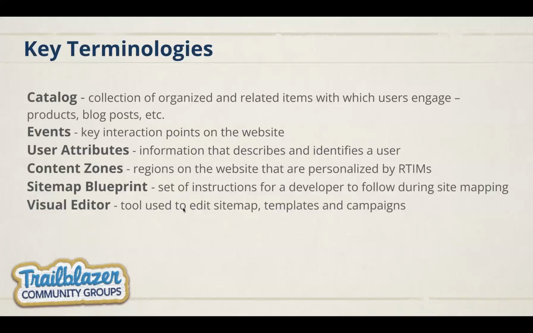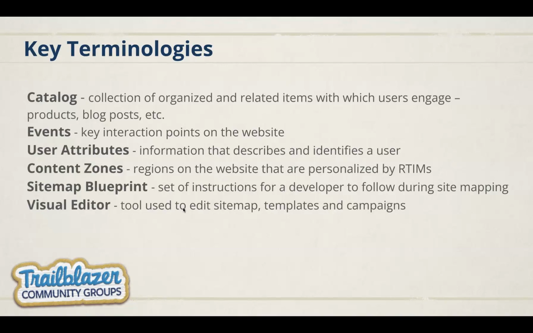The other important one is content zone. These are the regions that are actually personalized by real-time campaigns. You can think of homepage heroes, hero banners, for example, that are personalized for a specific user by products like MCP, or you can think of carousel or product recommendation zones. All of these regions on a website have to be specifically delegated as content zones in the sitemap, and we'll see that shortly.